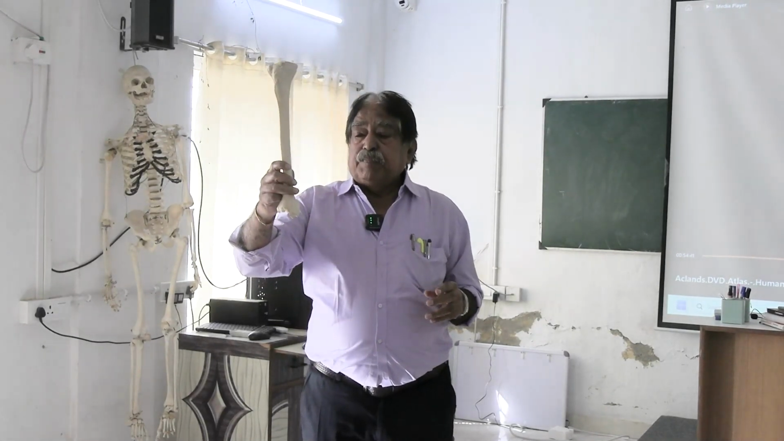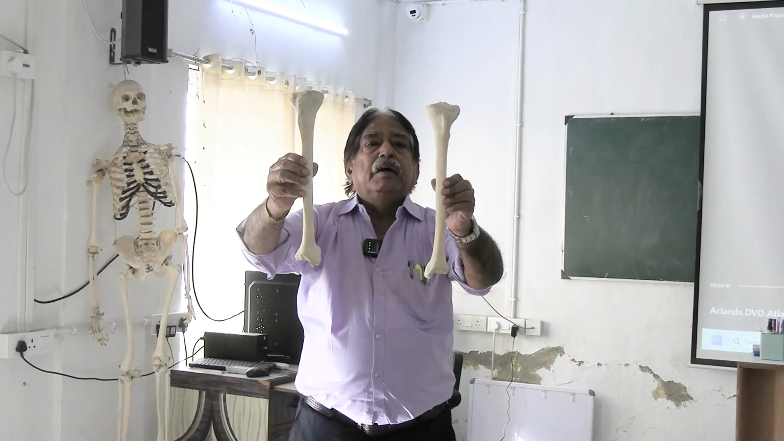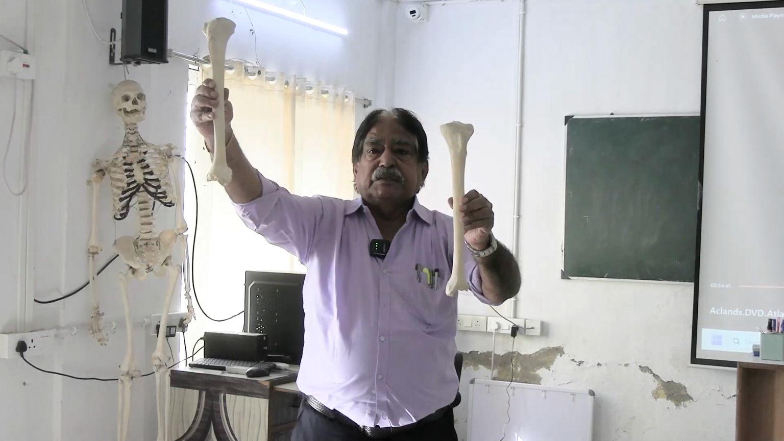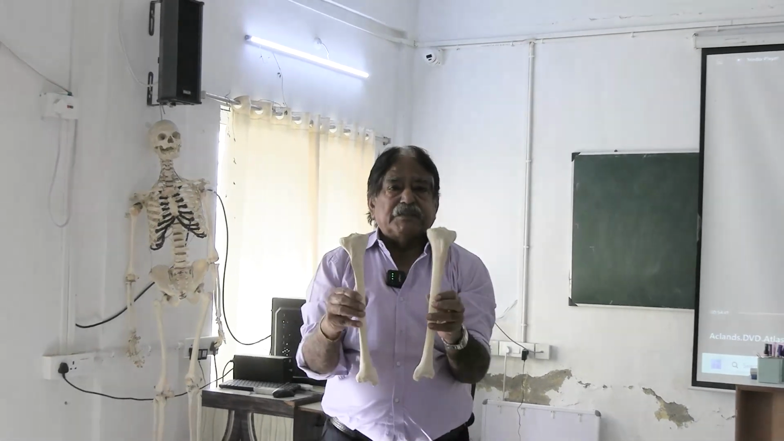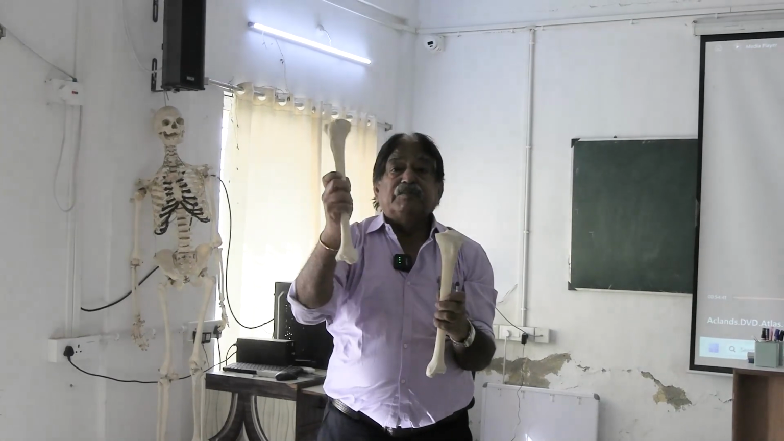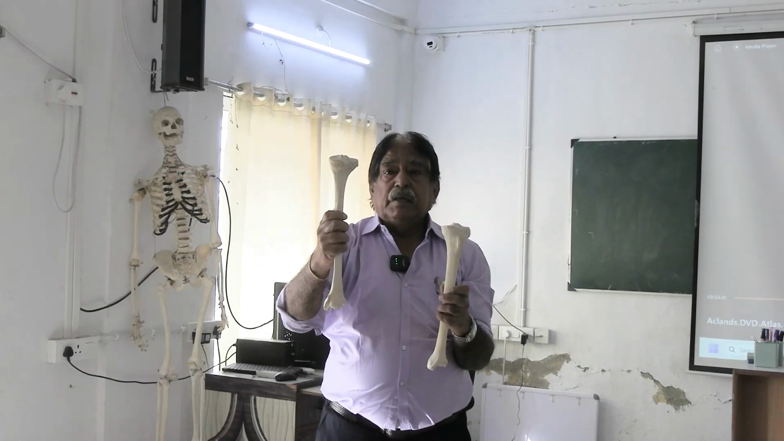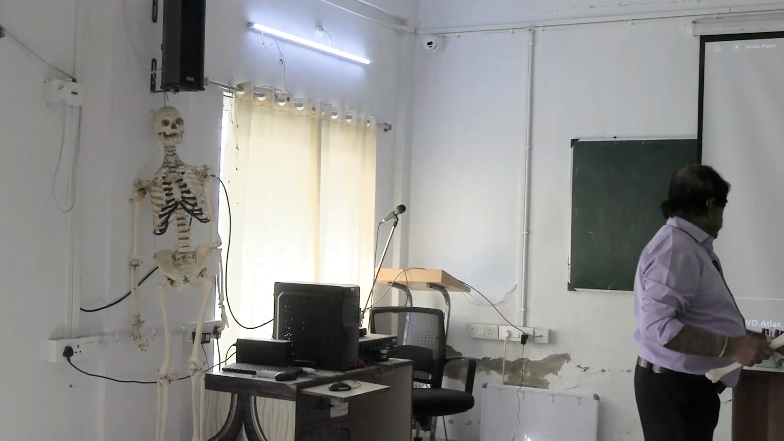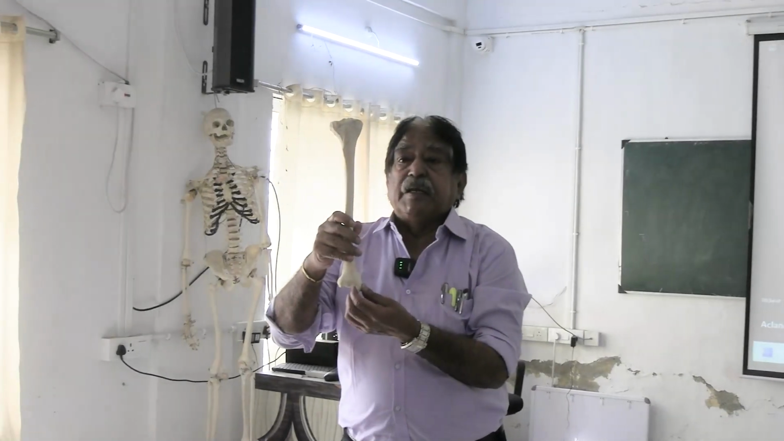Now I am holding two tibias. One is the right side, this is the left side. Now the right side, the side determination. Why am I saying right? If I hold it, now the portion, this is the medial malleolus.